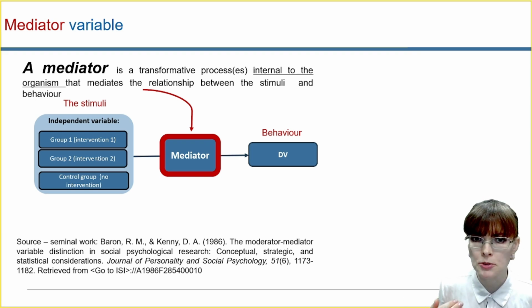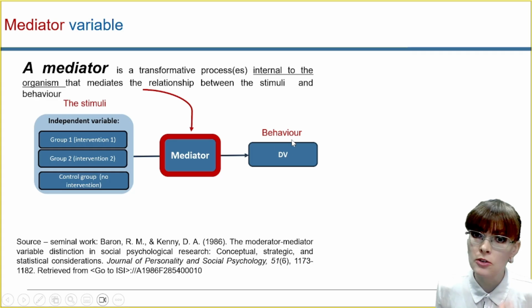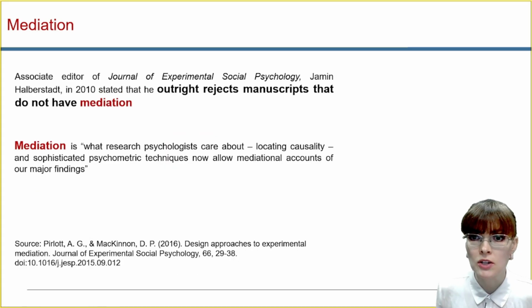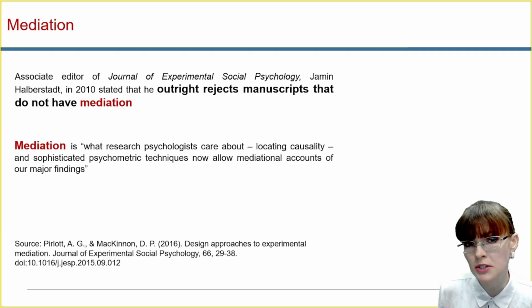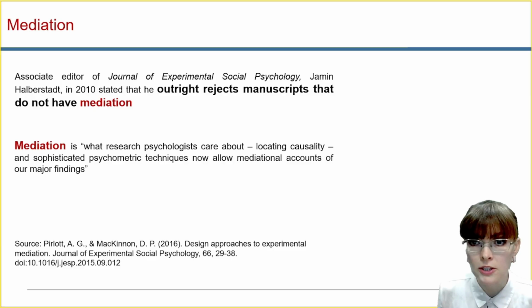Because mediation captures the underlying process between how people process information and then how they behave, how they react, how they form their attitudes and beliefs. It is increasingly important in journal papers. And there are a number of editors in journals that actually say that they would like to see mediations in the papers that are submitted to their journals. For example, I have here a quote from the associate editor from the Journal of Experimental Social Psychology, Jamin Halberstadt, who said that he outright rejects manuscripts that do not have mediation.